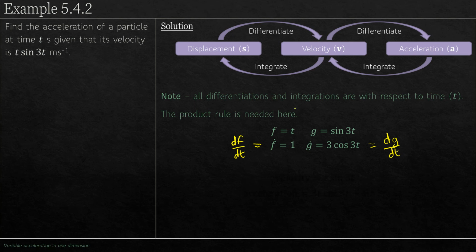Important 3 here, the derivative of sine 3t is not just cos 3t, it's 3 cos 3t. If you got that wrong, then you might want to revise the chain rule.